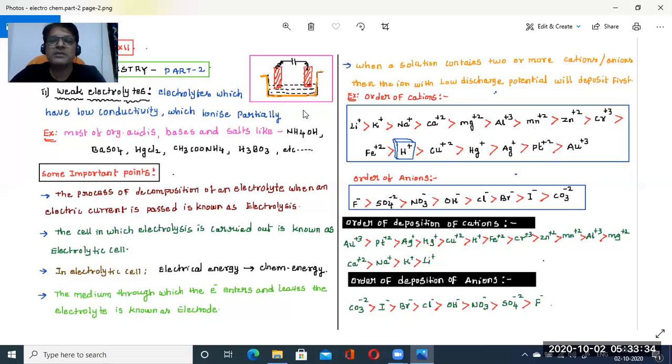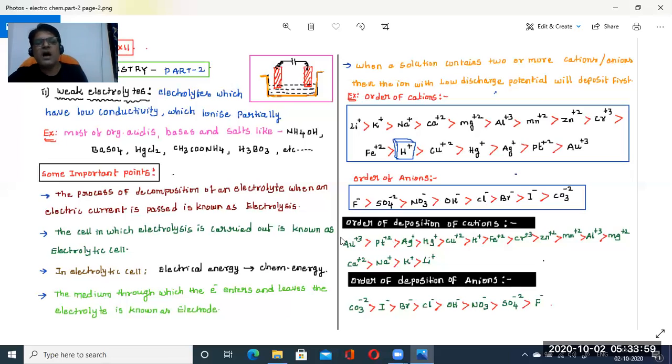Okay, for anions also remember this order. First fluoride, sulfate, nitrate, hydroxyl OH minus, Cl minus, Br minus, I minus, and last CO3 minus 2. So this is the order of what? The cation depositing, not depositing, sorry, the order of discharge.